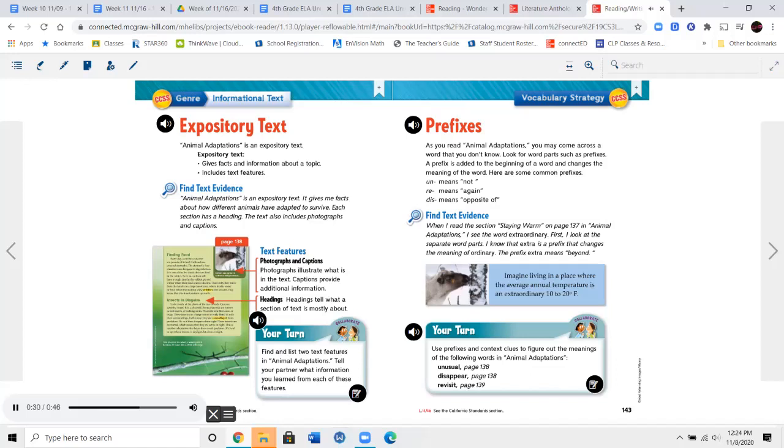Text features: photographs and captions. Photographs illustrate what is in the text. Captions provide additional information. Headings. Headings tell what a section of text is mostly about.